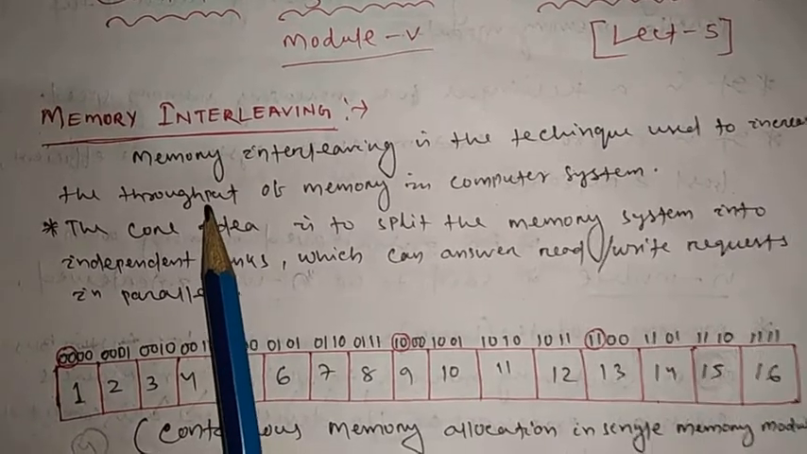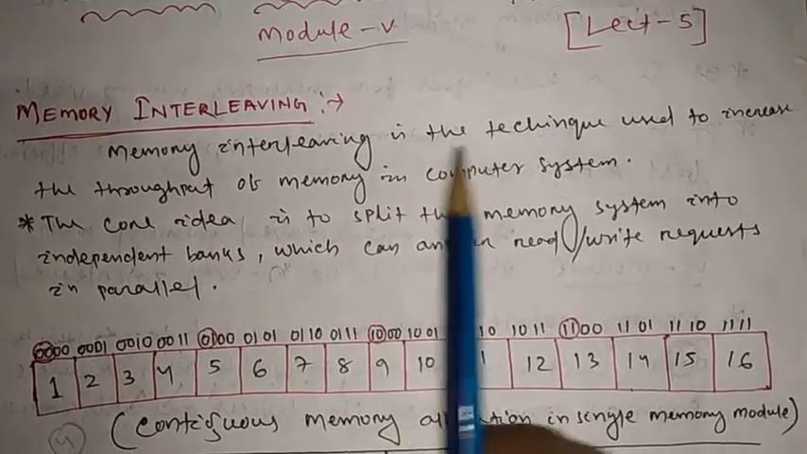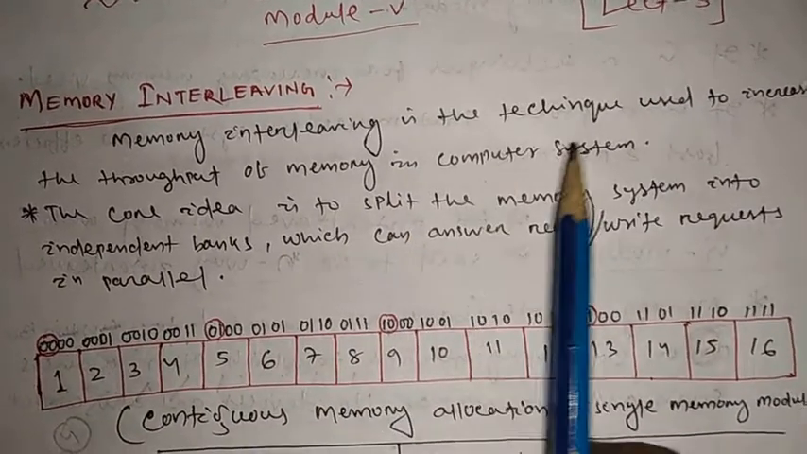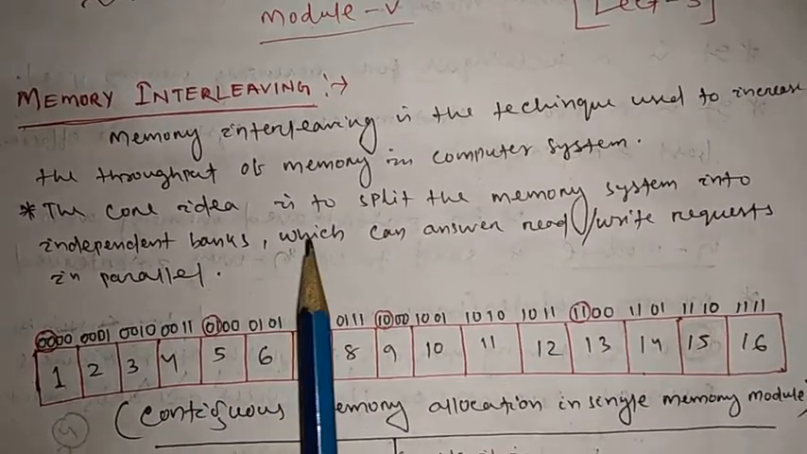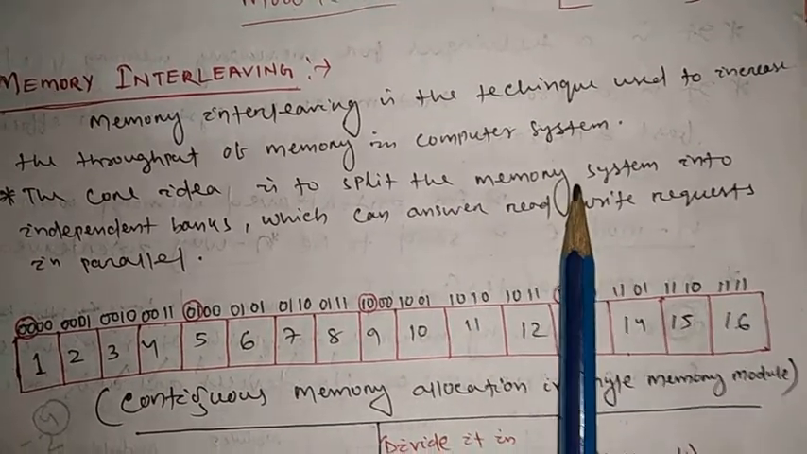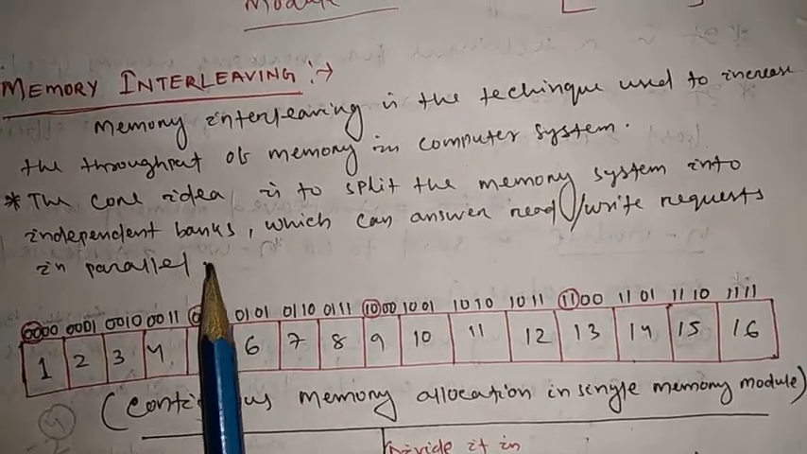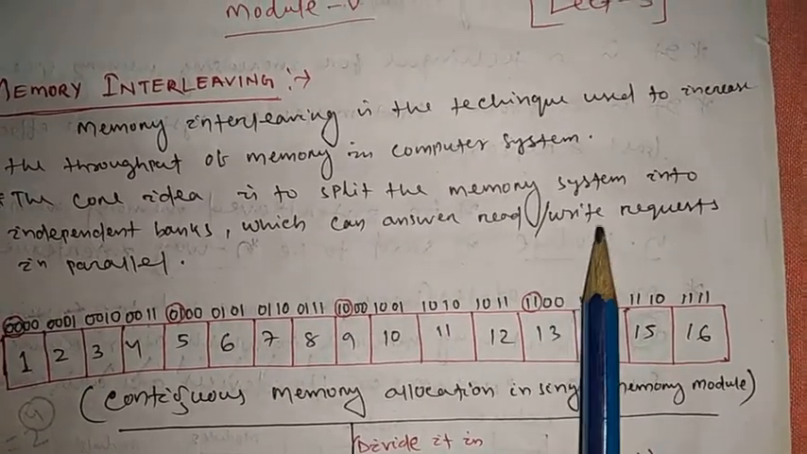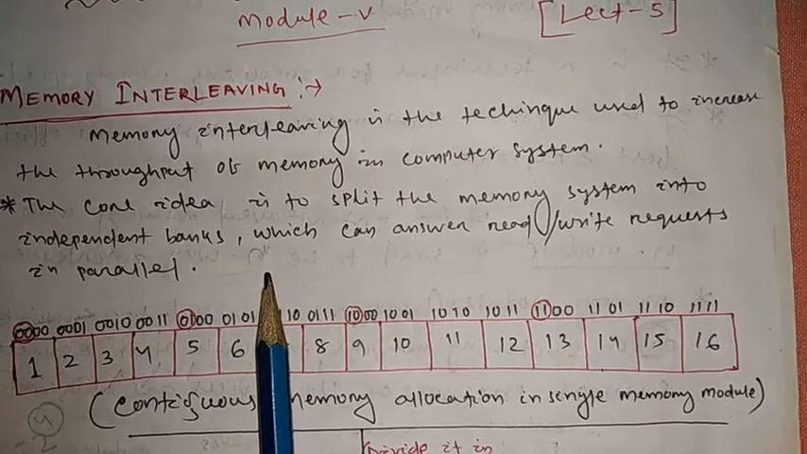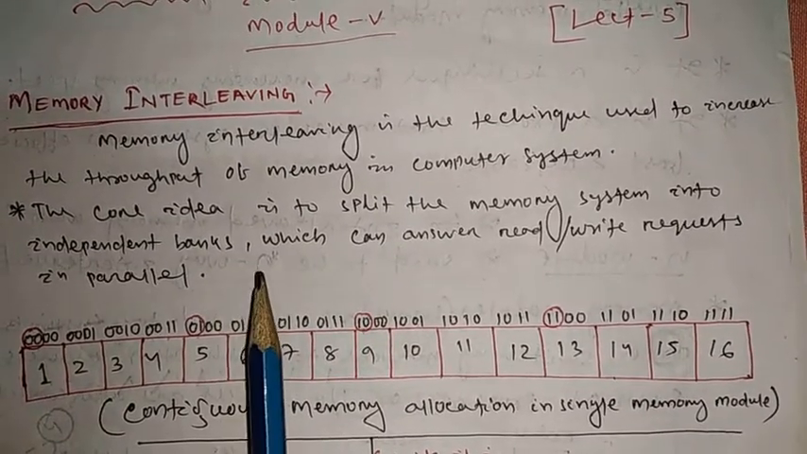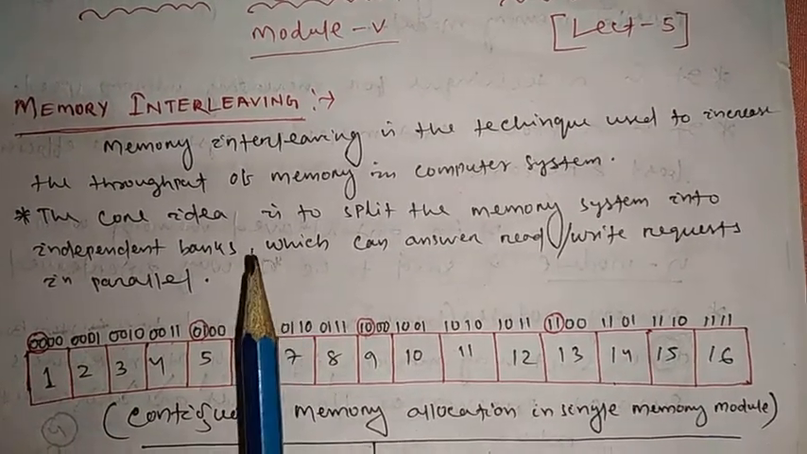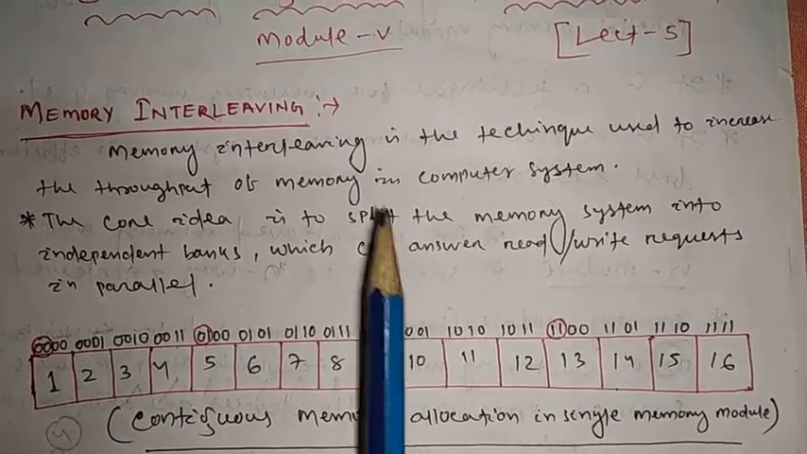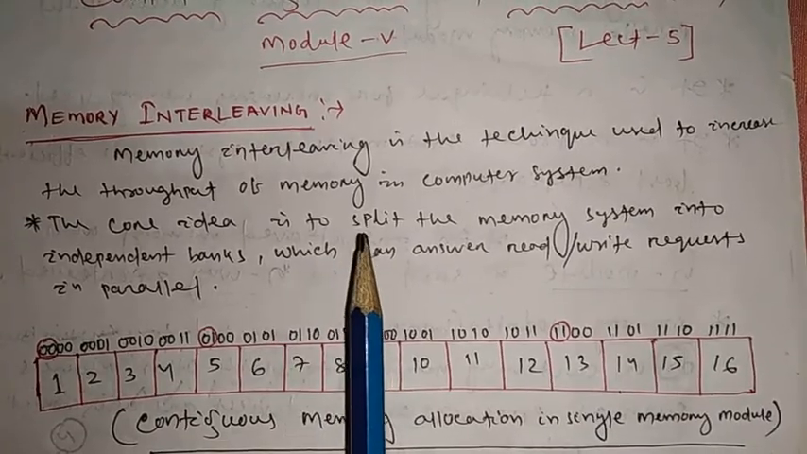So what is memory interleaving? Memory interleaving is the technique used to increase the throughput of memory in a computer system. The core idea is to split the memory system into independent banks which can answer read-write requests in parallel. Memory interleaving means dividing your memory into multiple modules so that the CPU can access the data in parallel.